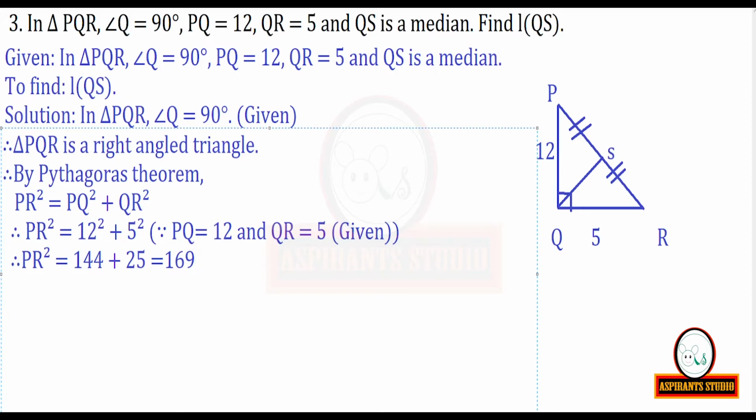Now we have to find PR. You have to remove the square. So bring square root. Taking square root on both the sides, you get PR is equal to square root of 169, which is 13.